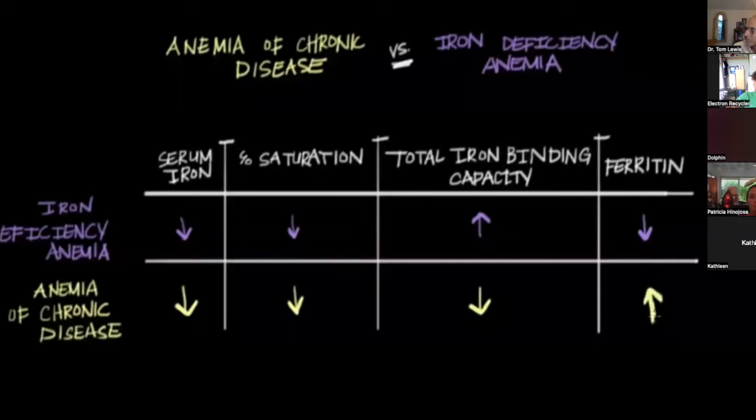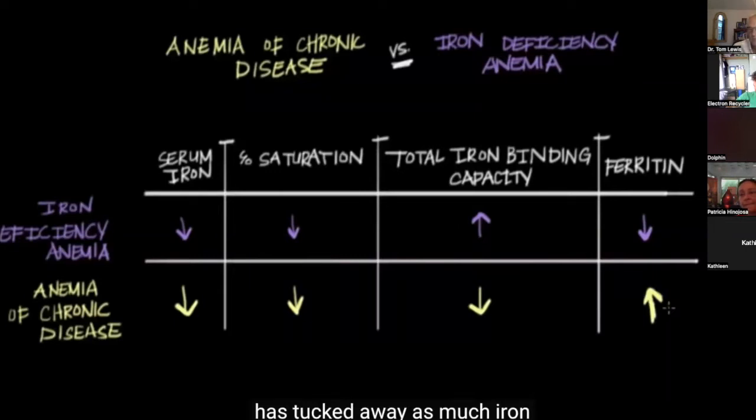And this is because, once again, the body has tucked away as much iron as possible into storage, okay, which is reflective of what you see with ferritin. So really, there are a couple of differences between iron deficiency anemia and anemia of chronic disease. Firstly, iron deficiency anemia is really a disease of total body depletion of iron. And these lab values reflect that very well, especially the ferritin. This tells you that there is no iron in the body, not even in storage, not in the blood, not in the storage, not anywhere.